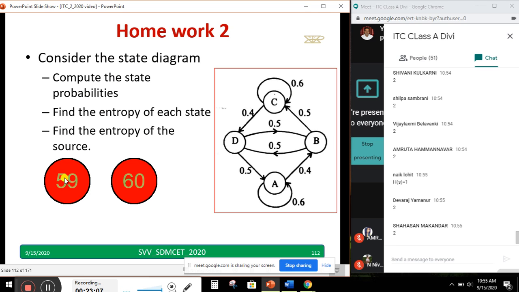Hope you can complete. Consider the state diagram. Compute the state probabilities. Find the entropy of each state. Find the entropy of the source. Find the entropy of each state means H1, H2, or now in this example HA, HB, HC, HD. Find the entropy of the source means I have to find out H. Procedure will remain same.